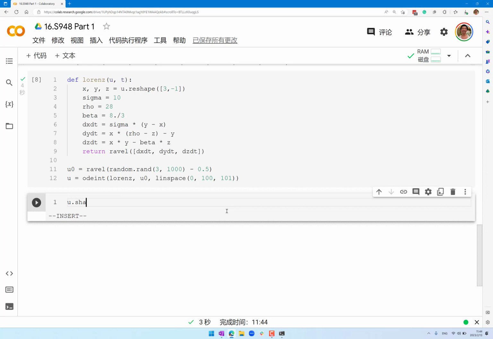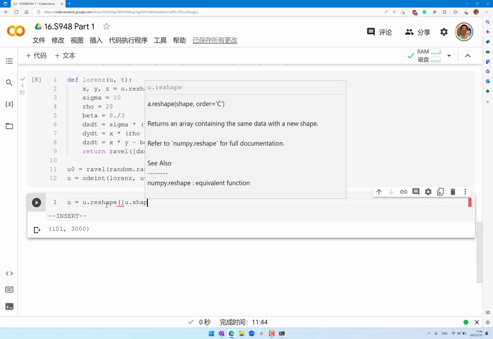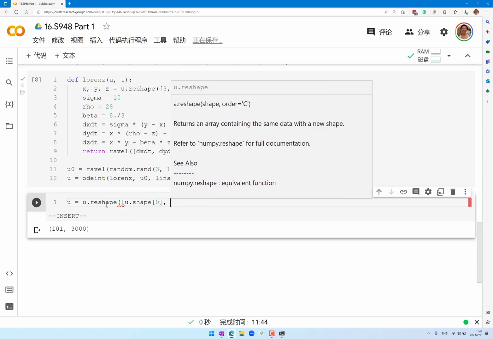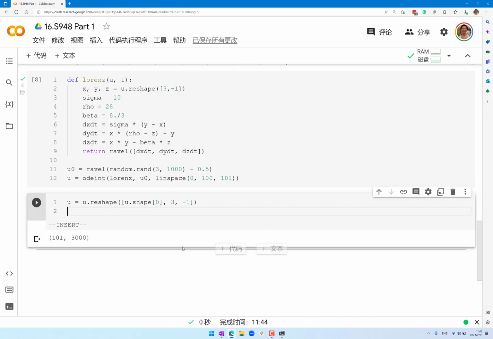You should have a shape of the number of time snapshots and the dimension, right? So let's visualize that. Let's reshape it into the shape we expect: u.shape[0], the number of time instances, then 3 and -1. And let's plot u as a function of time, the first dimension against u. Let's plot the third dimension.